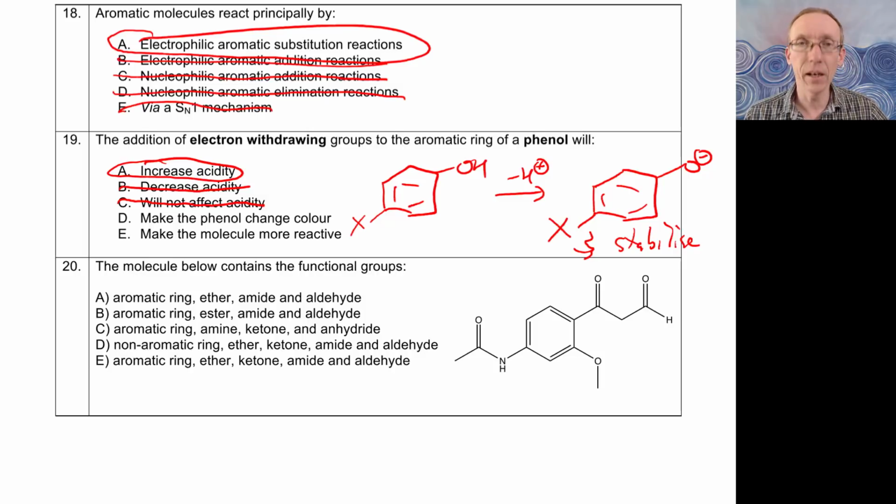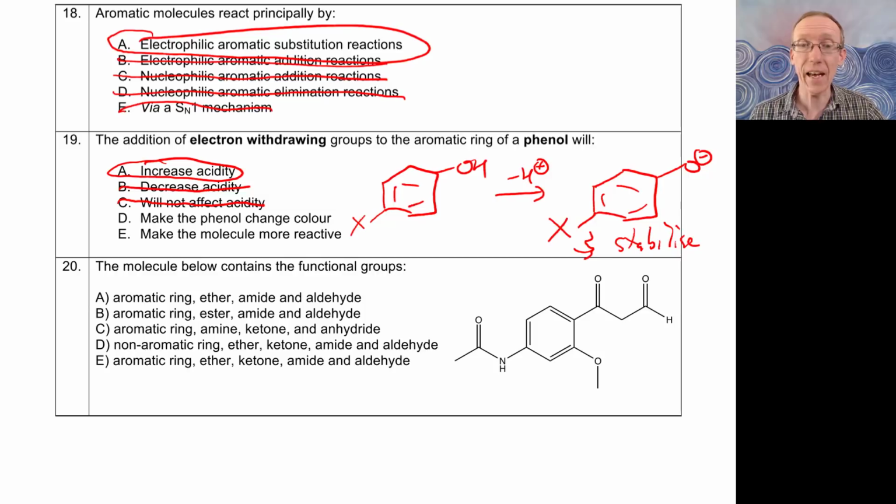Now D and E are a little bit more subjective. Make the phenol change color? Well, we don't know what the structure of the particular phenol is we're talking about. In general, we don't know whether it will have an effect on the color of the phenol until we know what the structure of the phenol is. Similarly, we don't know how it will affect the reactivity of the phenol. Are we talking about the reactivity of the phenol towards acids, towards bases, towards nucleophiles, towards electrophiles, towards hydrogenation, or what kind of reaction are we talking about? So putting electron withdrawing groups on may make it actually less reactive in many situations.